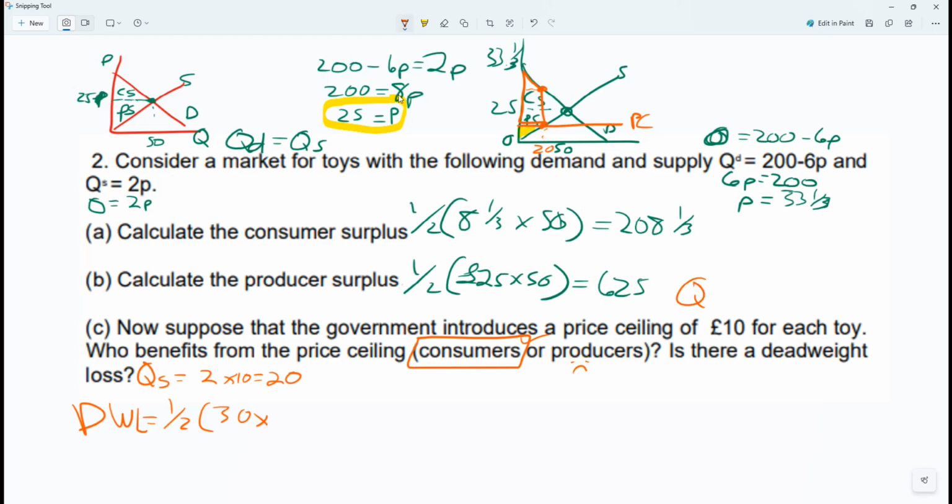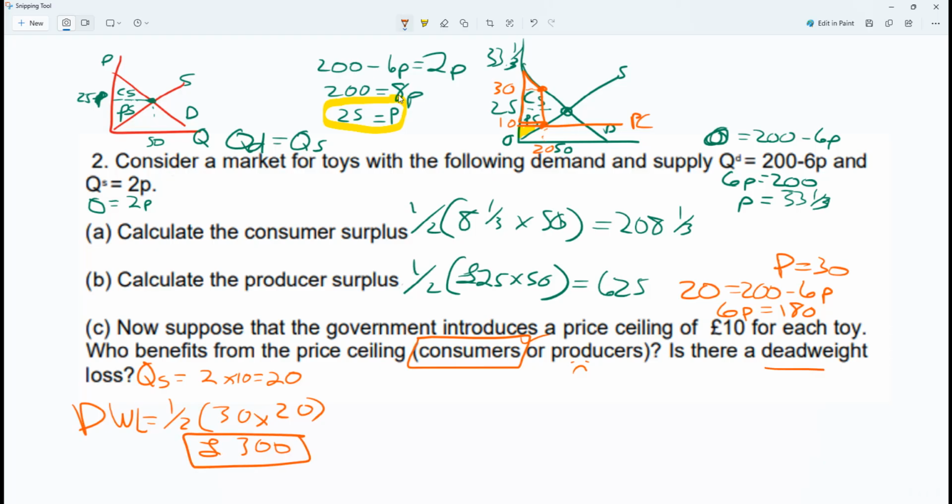So we know that the quantity demanded is 20. So we're going to plug in 20, 200 minus 6p. 6p equals 180. I think I can do this in my head. That would be 30. So price is 30. So 30 would be right here. So it's a difference between, this is a 10. It's a difference between 10 and 30, so 20 pounds. Okay, so our deadweight loss would be 600, half of that. Deadweight loss in pounds would be 300. Okay, that's our deadweight loss right there.